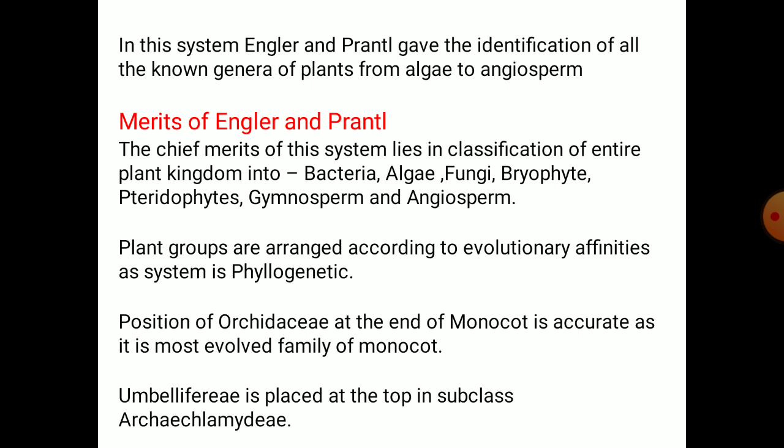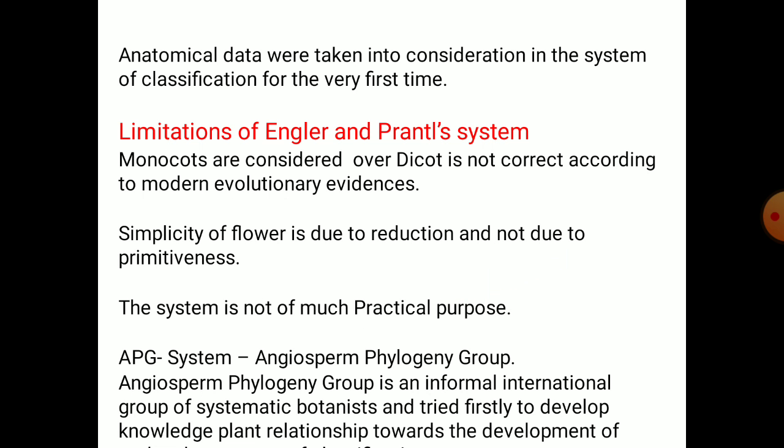Advanced condition means that the color of the flower is bright so that insects can be attracted, and that plays a very important role in pollination, especially entomophilous pollination, which takes place through the colored bracts or colors of flowers of the members of angiosperms. Now, the Umbelliferae is placed on the top of the subclass Archichlamydeae. Yes, it is the umbrella family. It is placed first at the top because it has some primitive characters as well as some advanced characters.